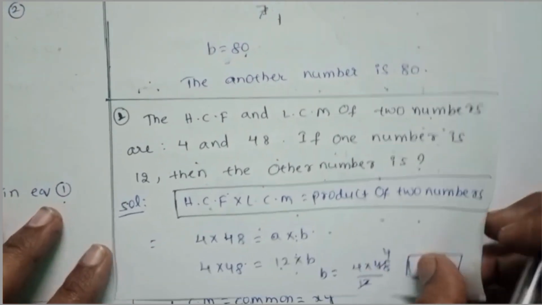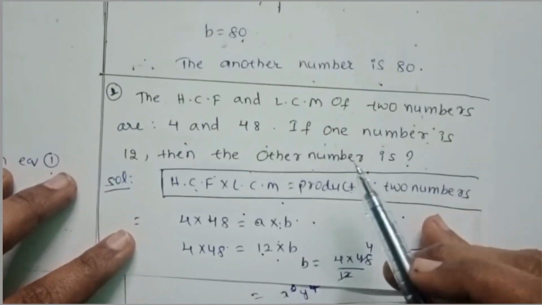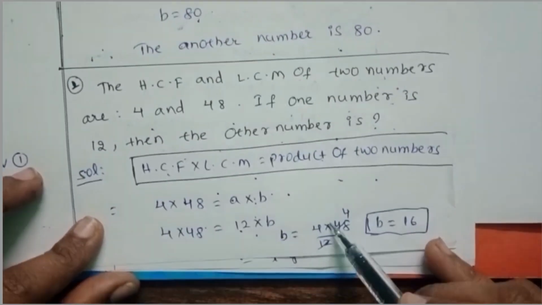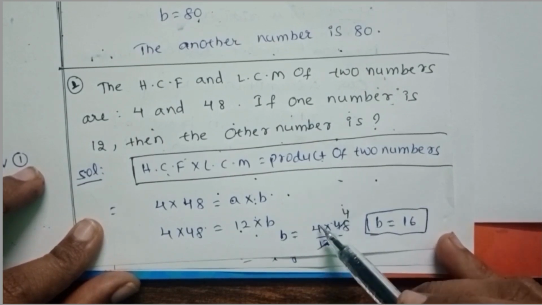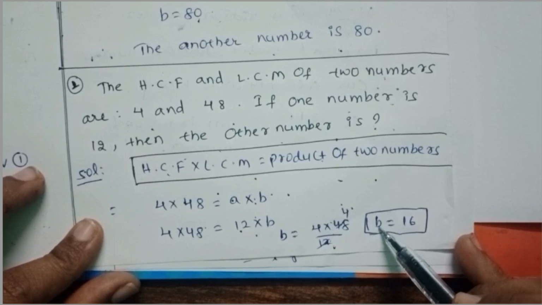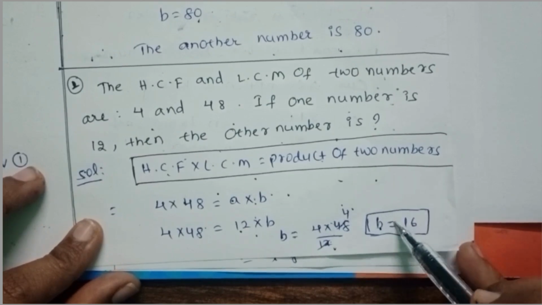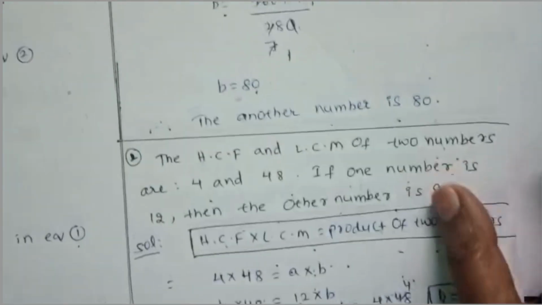So, B is equal to 4 into 48 by 12. 12 ones are 12, 12 fours are 48. Again 4 fours are 16. So, B is equal to 16. So, the other number is 16.